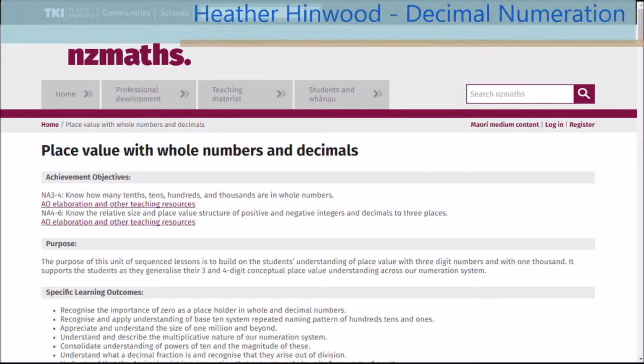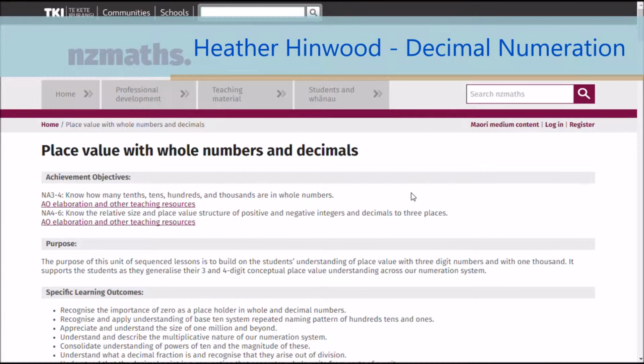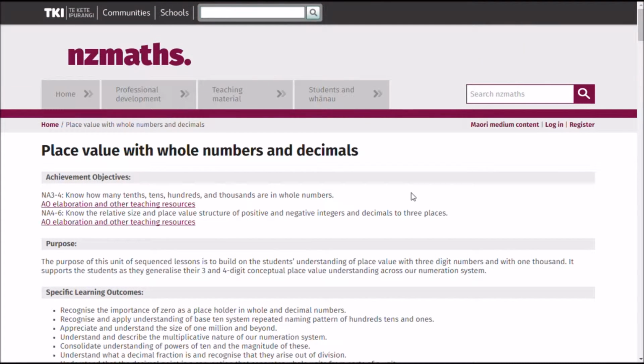Hi everyone, I'm going to show you a lesson plan on the New Zealand Maths website for teaching decimal numeration to level 4 students. Numeration is really about knowing what decimal numbers mean and how they are formed, and it's essential for success with decimal operations.